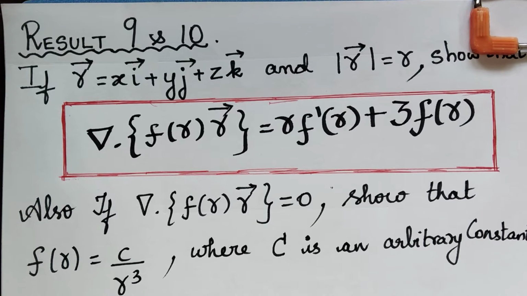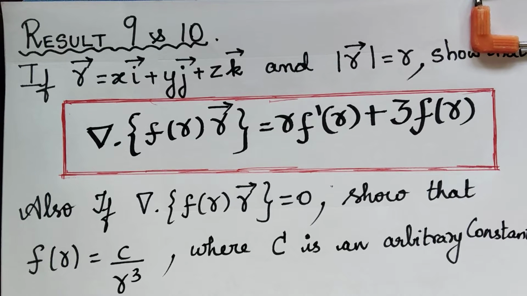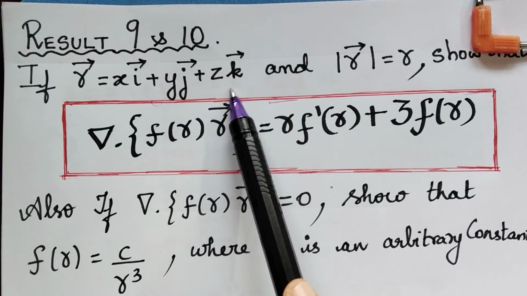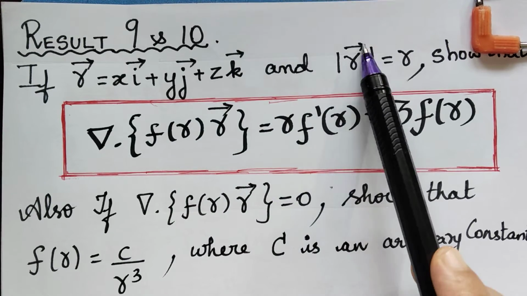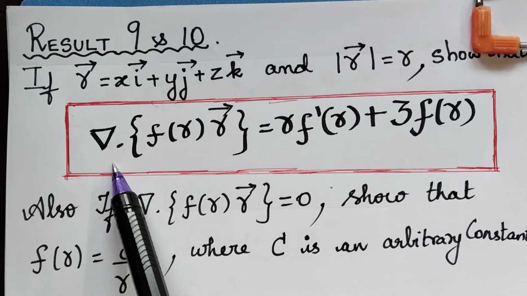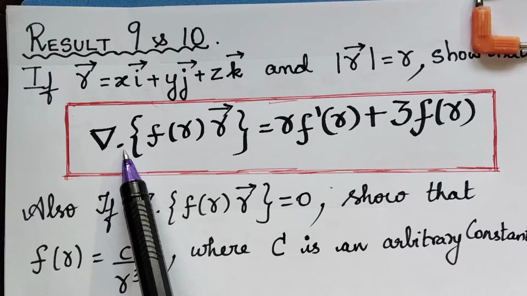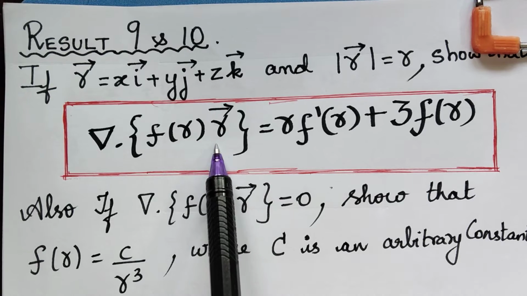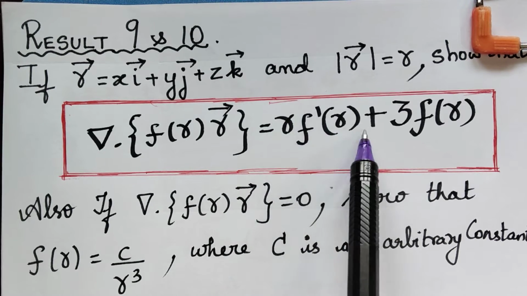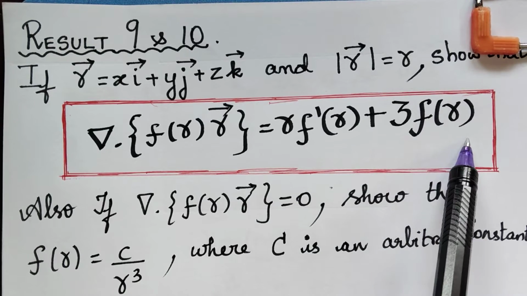Dear students, under the topic vector differentiation, here we have results 9 and 10. It says that if r vector is equal to xi vector plus yj vector plus zk vector and modulus of r vector is equal to r, show that del dot f of r times r vector is equal to r multiplied with f dash of r plus 3 times f of r.